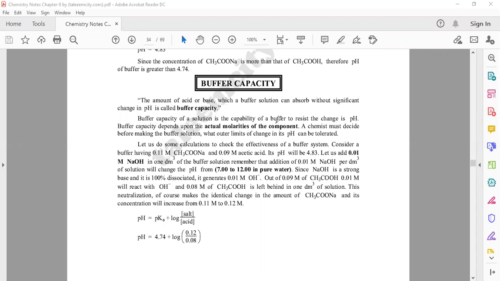How much a buffer can resist that change. The extent of the capacity of the buffer solution is basically called the buffer capacity. Now it's clear?